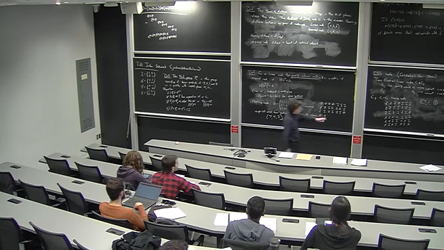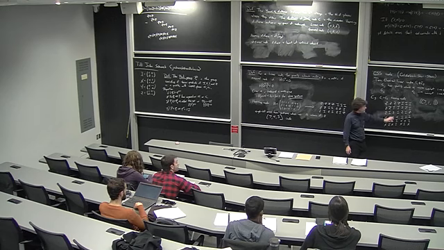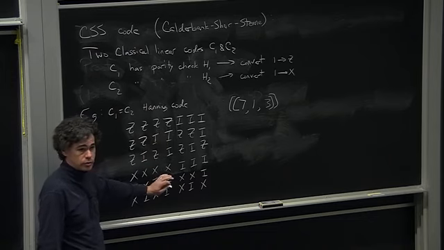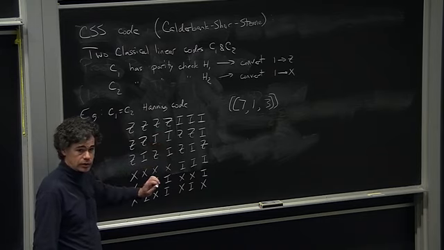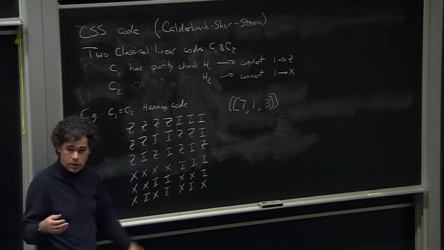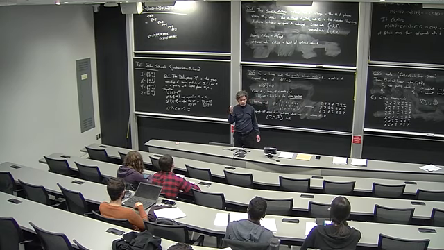So this argument that I gave you here says that the distance here has to be at least as much as the distance of C1 or C2. Right? If it's good at correcting bit flip errors and good at correcting phase errors, it has to be at least that good at correcting arbitrary things. But this 9-qubit code is showing you that it can actually be better. And the reason it can be better is because of degeneracy.